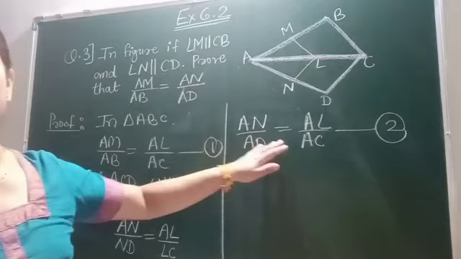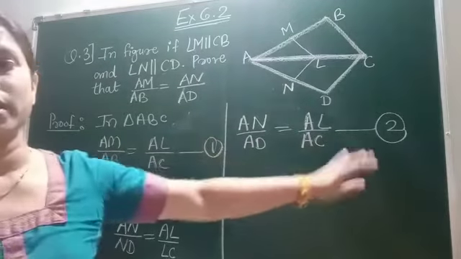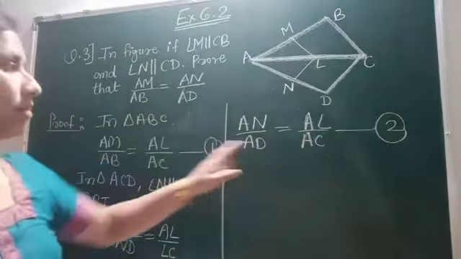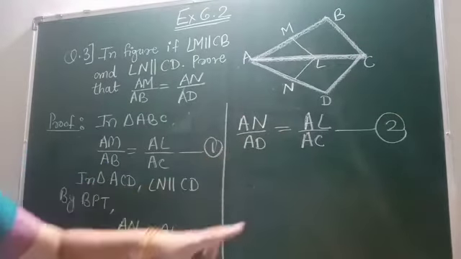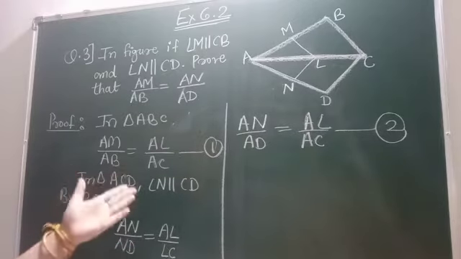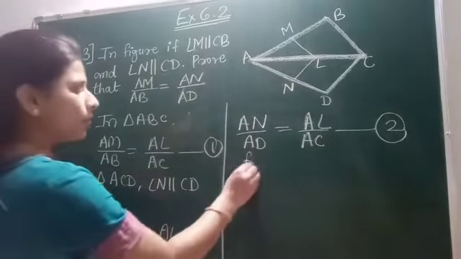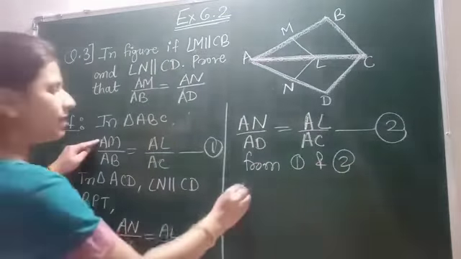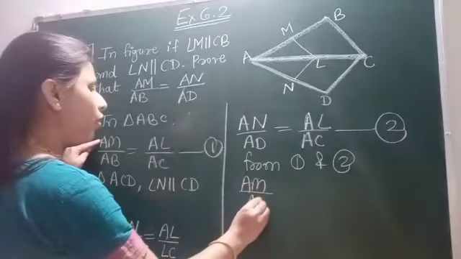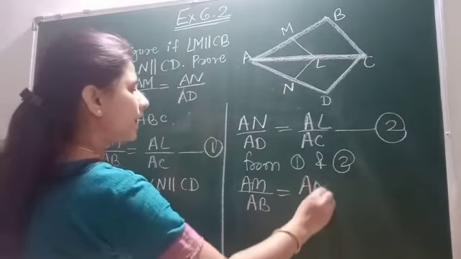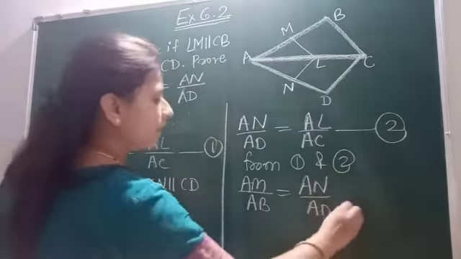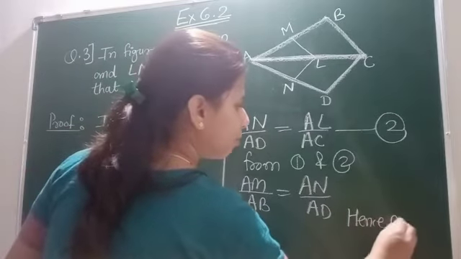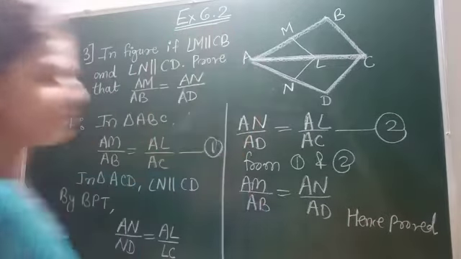Now we will compare equation number 1 with equation number 2. As you can easily see here, student, in equations 1 and 2, their right hand side parts are equal, so their left hand side parts will also be equal. So from 1 and 2, what we will get? We will get AM upon AB equals AN upon AD. This we had to prove, hence proved. Okay.